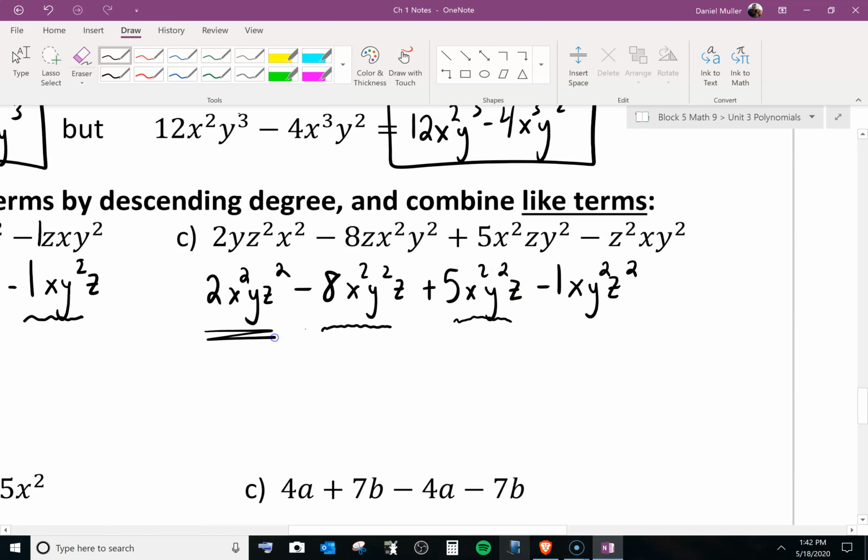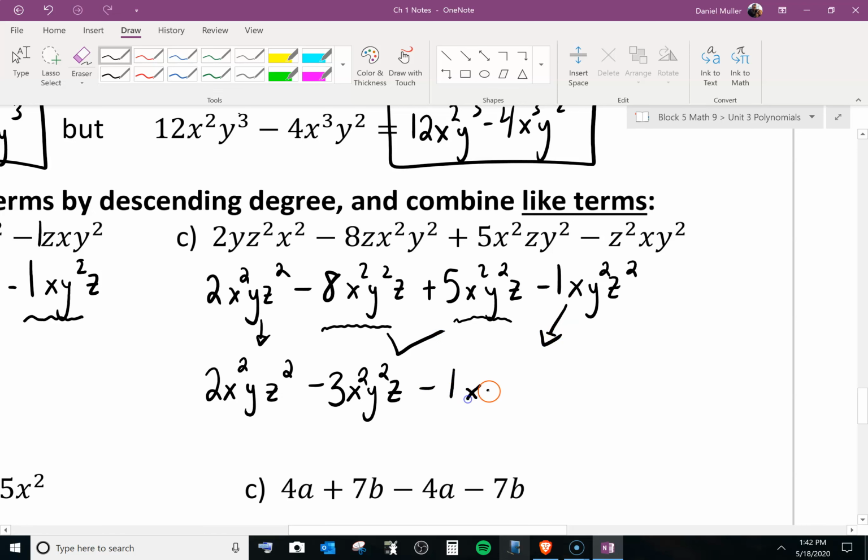Now, does this match this? X squared, x1, so no. So the only things that are alike are these ones. So I'll write this down here, 2x squared y z squared. That didn't have anybody to combine with, so I just brought it down. Negative 8 and positive 5 is negative 3. And then we've got the x squared y squared z. So those combined there. And then this will have to get carried down. Minus 1 x y squared z squared.